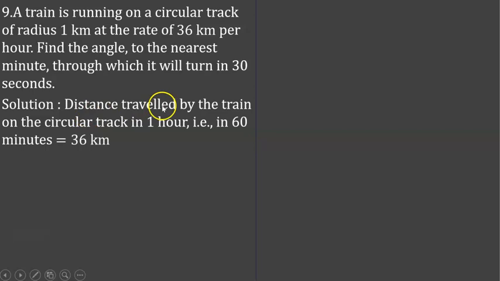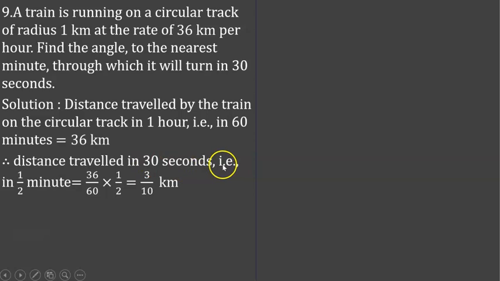Now the solution. The distance traveled by the train on the circular track in 1 hour, that is in 60 minutes, is equal to 36 kilometers, because its speed is 36 kilometers per hour. The distance traveled in 30 seconds, that is 1 upon 2 minutes, is equal to 36 upon 60, that is in 1 minute, into again 1 upon 2, because we want to find the distance traveled in 30 seconds, which means half a minute. Therefore we are multiplying by 1 upon 2. Then what is the distance covered? That distance covered is 3 by 10 kilometer.